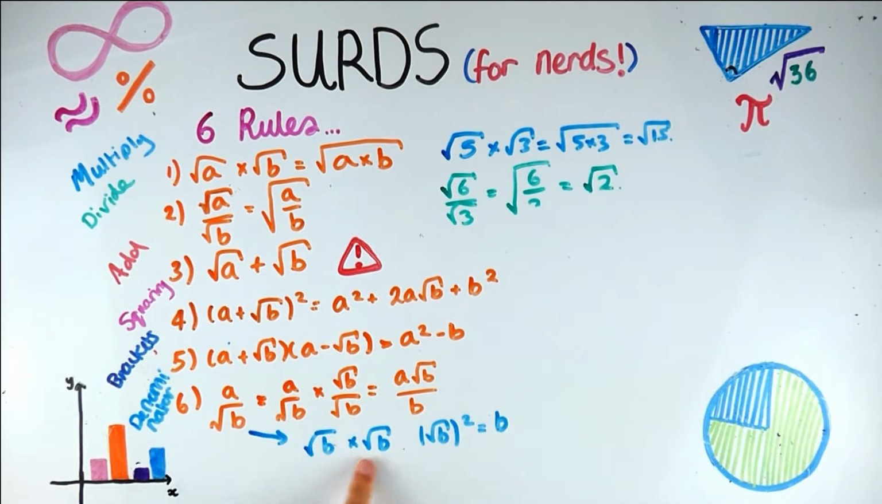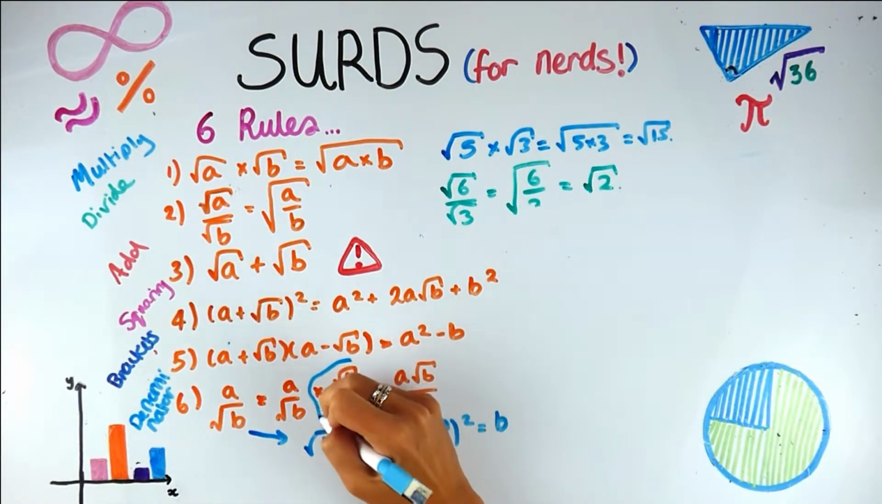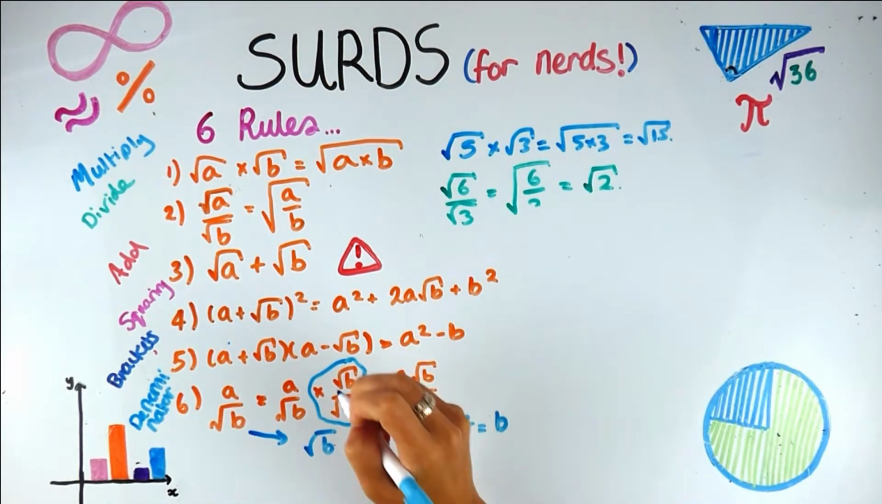So we know if we times the bottom by the same root, we're going to get something that isn't a root. And we know in fractions we have to do the same to the bottom as to the top. So that's why we multiply it by this term here.